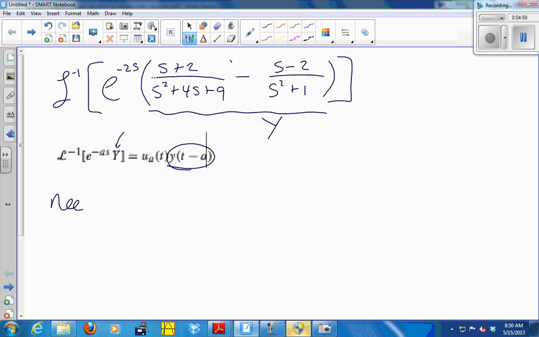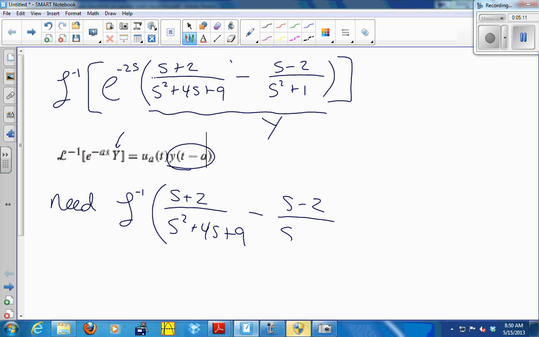So I need the inverse Laplace of this stuff. So I need the inverse Laplace of all of that. I'm going to evaluate it at t minus a instead of just t. And then I'm going to multiply it by u sub 2. Okay, and that's for the e to the negative 2.